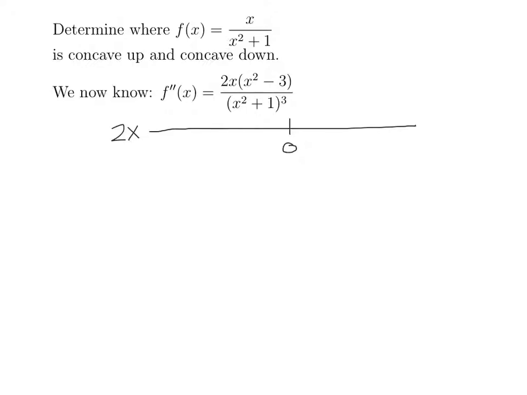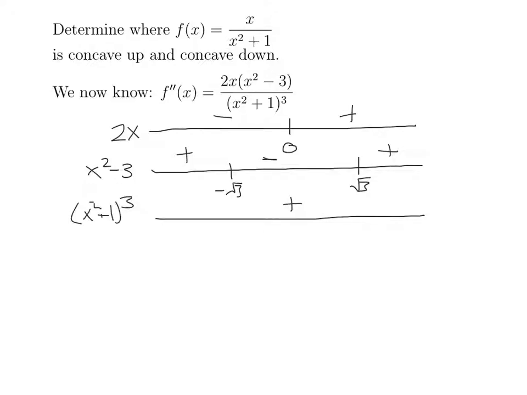I'm going to figure out the plus-minus chart a little bit differently than in earlier examples, just in case the difference is helpful to you. I'm going to look at the constituent pieces and then glue together the information from each of those pieces. So for example, 2x is part of what makes up the second derivative. 2x is positive when x is bigger than 0, and negative when x is less than 0. Similarly, x squared minus 3 is positive when x is bigger than root 3 and positive when x is less than negative root 3, but it's negative in between. And x squared plus 1 is always positive.